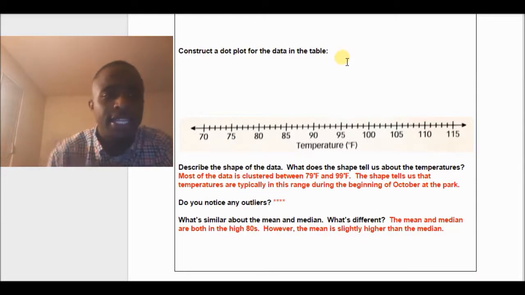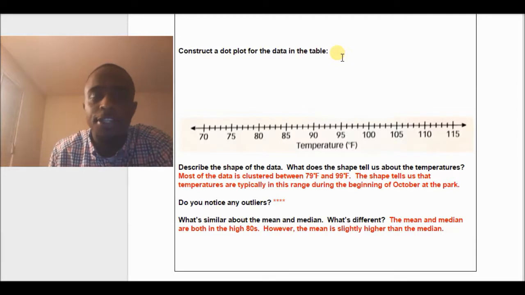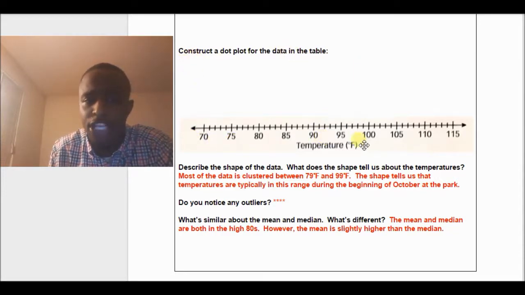All right. The next thing I ask you to do, and remember, I'm going to be checking for this on Thursday, is to construct the dot plot. And I went ahead and provided you with the number line, and I'm about to show you what that dot plot is supposed to look like.